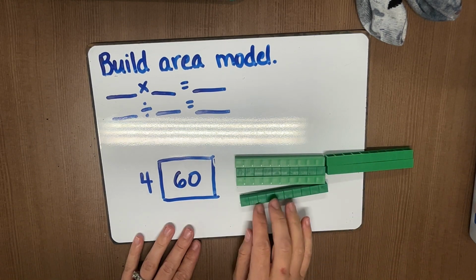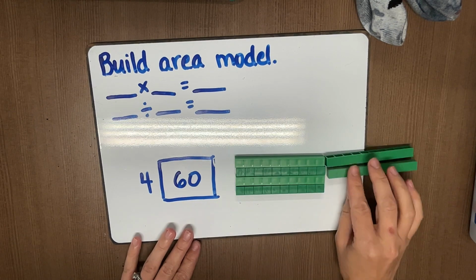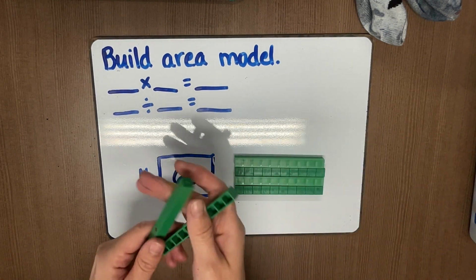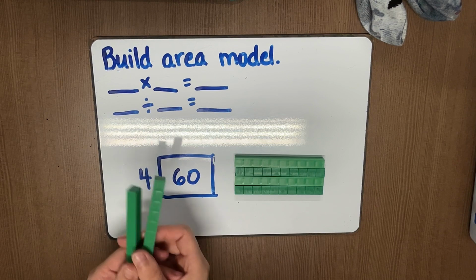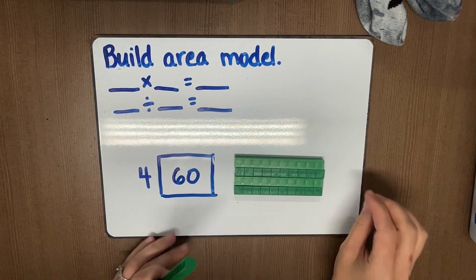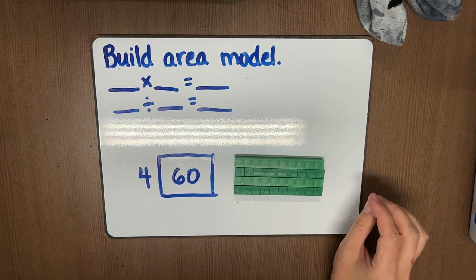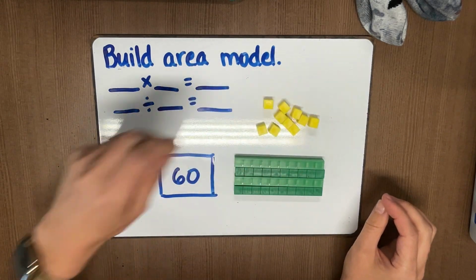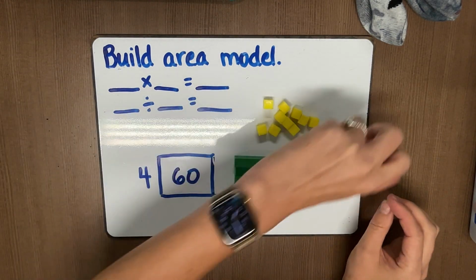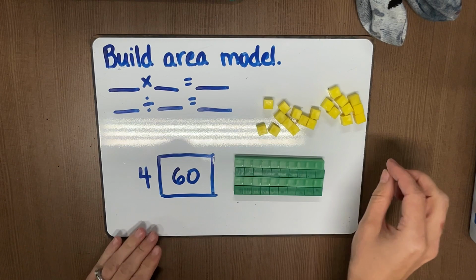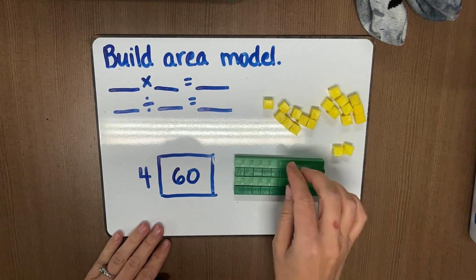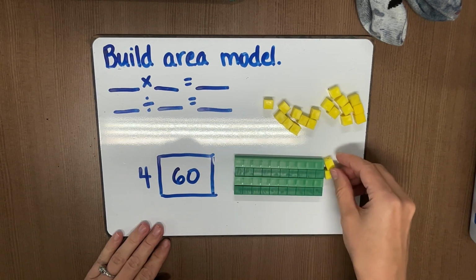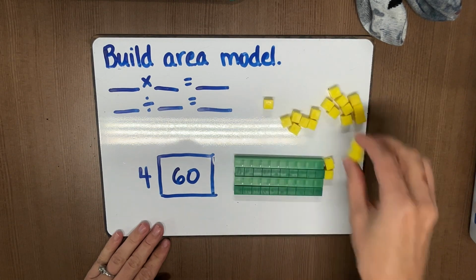Remember I gave you a hint that you would need to trade something. So I'm going to take these 10s and trade them for 1s. Then I can break them up into smaller pieces. So that was 20. Here's 10 ones and 20 ones. And I'm going to go ahead and start putting them into my height of 4.